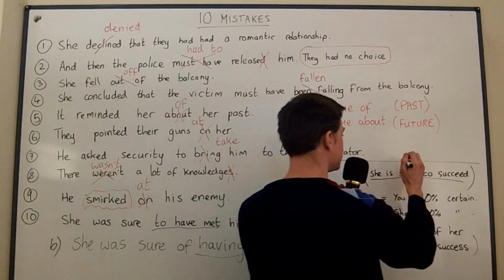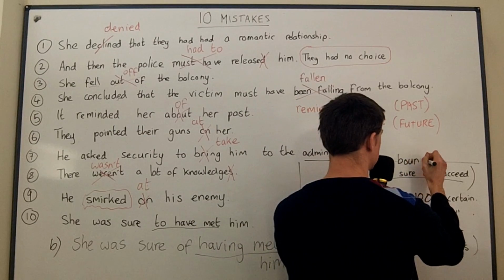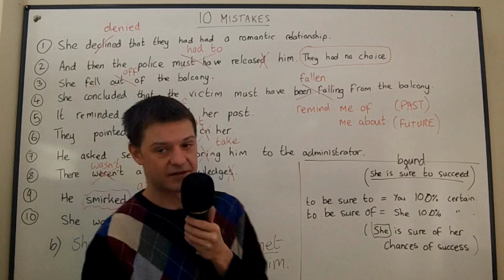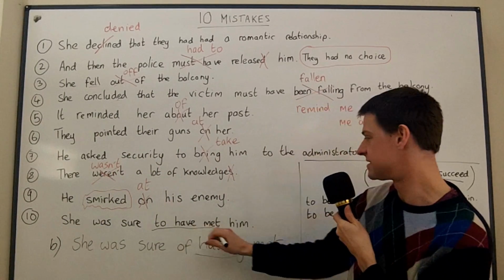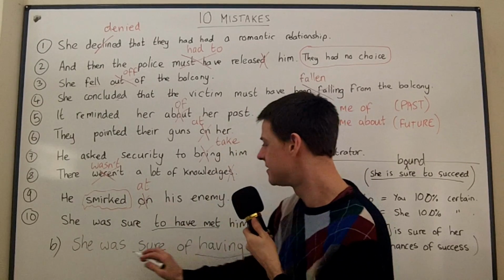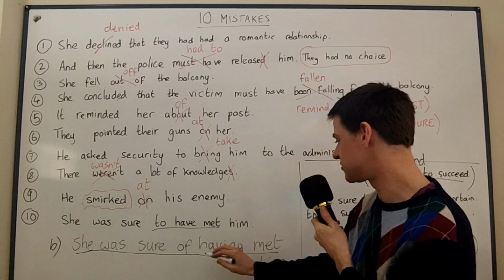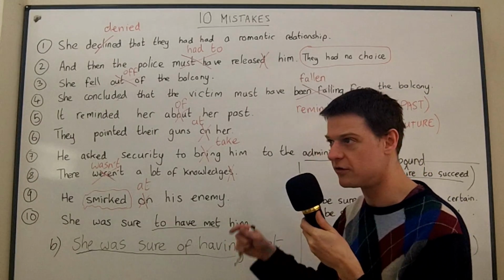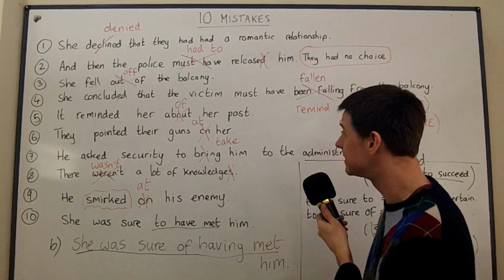It's the same as she is bound to succeed. And so she was bound to have met him. It's when you are certain that she had met him. But what my student wanted was this. She was sure of having met him. Yeah, she remembered having met him before. So she was sure of having met him.